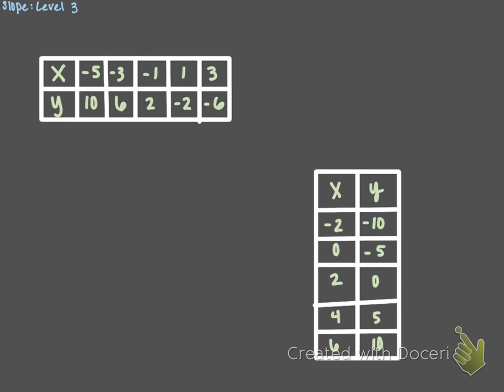So just a reminder that slope is the exact same as your rise over run when we look at a graph. And this is also known as delta y over delta x, and delta represents change. So it's the change in the y values over the change in the x values. So what I want to point out here is we can look at the table and identify what the change in the y values are and what the change in the x values are.